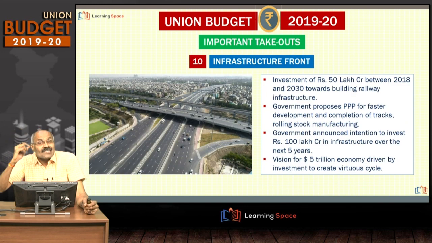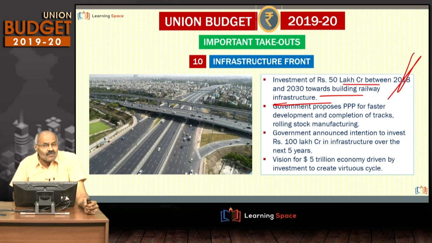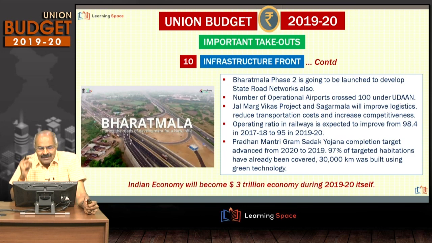Then infrastructure front, just have a glance at it. Investment of rupees 50 lakh crore is planned during the next 10-12 years in building railway infrastructure, and most of it through the public-private partnership mode. Then 100 lakh crore infrastructure investments during the next 5 years, right? And Bharatmala phase 2, that is going to develop state road networks also.